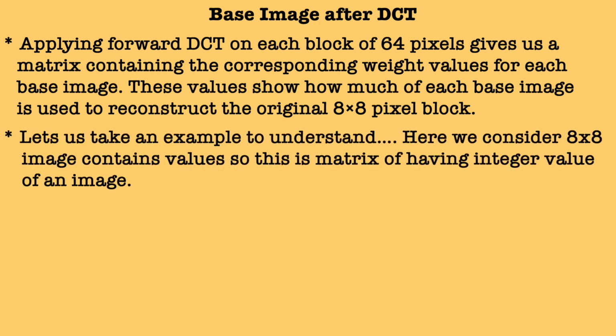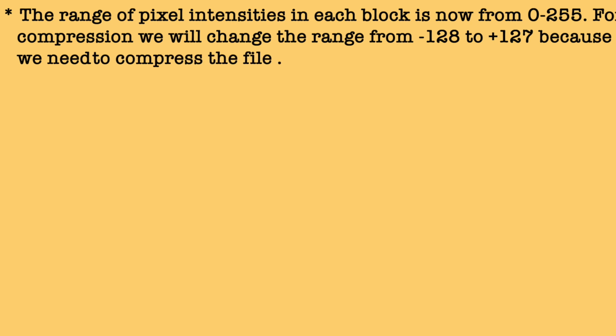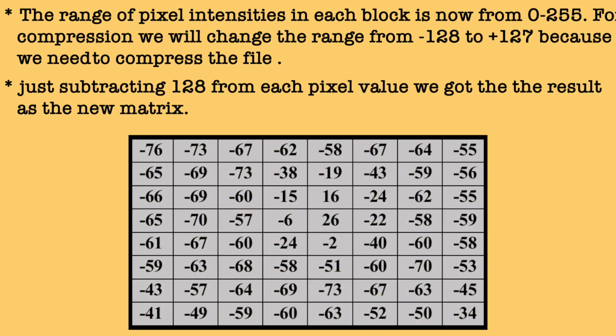Let us take an example to understand. Here we consider an 8x8 image containing values. So this is a matrix of integers of an image, as shown in the figure. The range of pixel intensities in each block is now 0 to 255. For compression, we will change the range from -128 to +127. So just subtracting 128 from each pixel value, we get the new matrix as shown in the table. The DCT is performed on this N×N square matrix of pixel values and it yields an N×N square matrix of frequency coefficients.